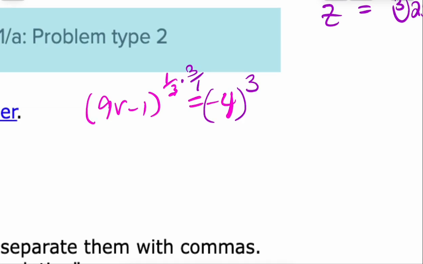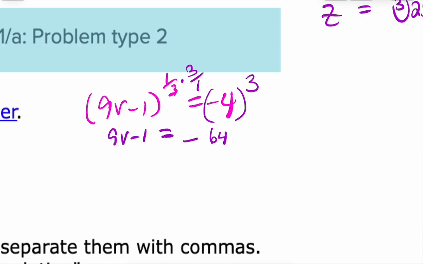Now, that means that my 9v minus 1 is ready to go. And negative 4 cubed, you want to actually do that. Negative 4 cubed is negative 4 times negative 4 times negative 4. 3 negatives multiply and give us a negative. And then 4 times 4 times 4 is 64. Okay? So keep it in parentheses. And then do negative 4 times negative 4 times negative 4. And you can use a calculator. My suggestion would be to put it in parentheses just so that things work out nicely.